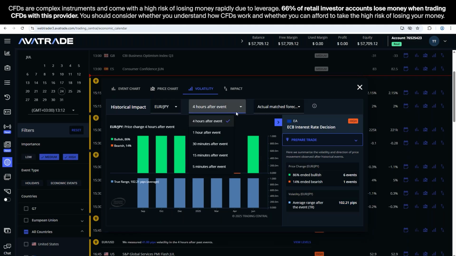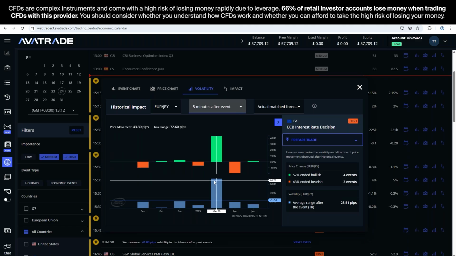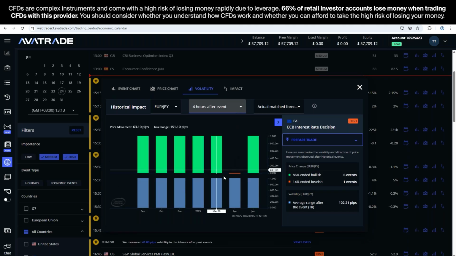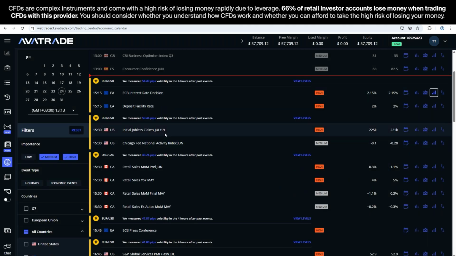Okay, and you can look in the first 5 minutes, how has it moved? Look at that. Only 23 pip average range movement. 3 of them were down, 3 of them were flat, only 1 moved even 41 pips. The rest were almost no movement at all in the first 5 minutes, and after 4 hours, look what happened. Looks like you could have an easy winner on the Euro JPY, even easier than on the Euro USD, the majority of the time in the past anyways.